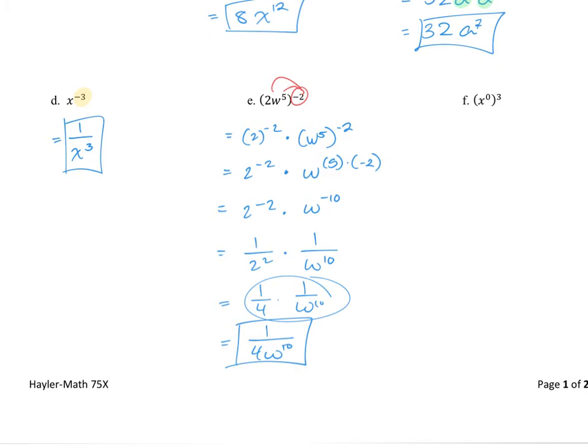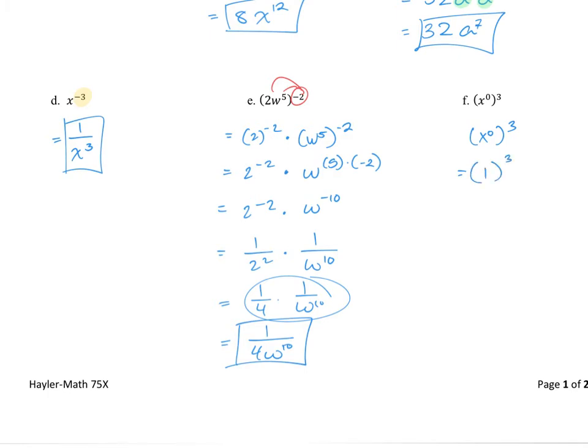All right, let's look at the next one. x to the 0 to the third power. There are a few ways you can do this, but as always, I like to look inside the parentheses to see if I can simplify anything. What is x to the 0 power? Well, anything to the 0 power is going to be 1. So let me rewrite this. x to the 0 power to the third is going to equal 1 cubed.